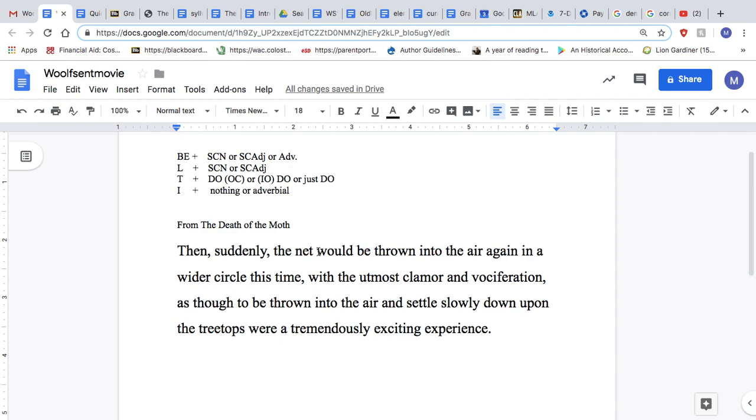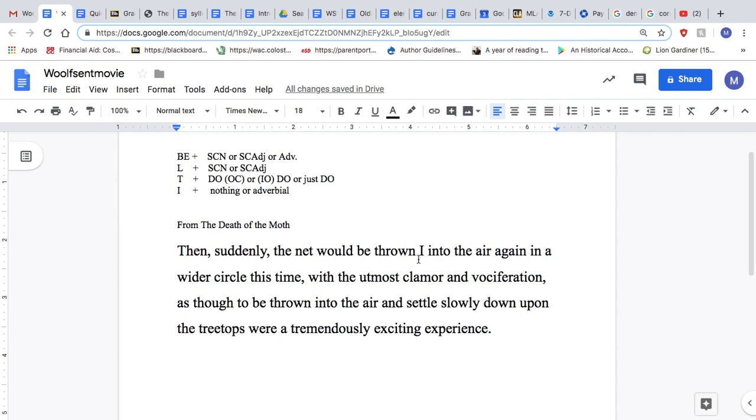So the net would be thrown is our verb here. And when I look to the right, I see that into the air again is a prepositional phrase, adverb, answering where. There's only two types of verbs that can be followed by an adverb, and that's the be verb, which we know this is not because thrown, would be thrown. These are our helping verbs, but we have that main verb thrown. The other type that can take an adverb is the intransitive. So we know that to be thrown is an intransitive verb.